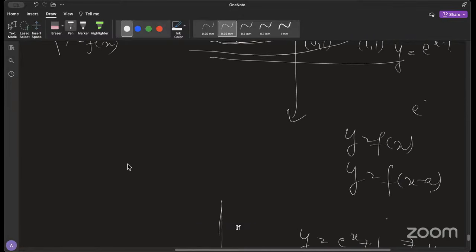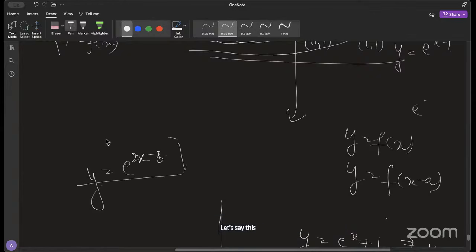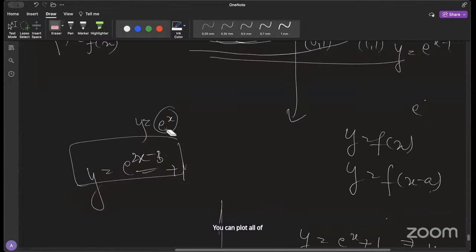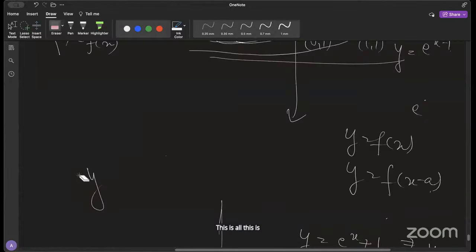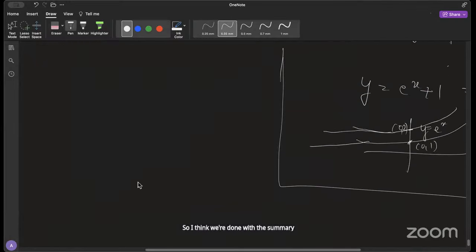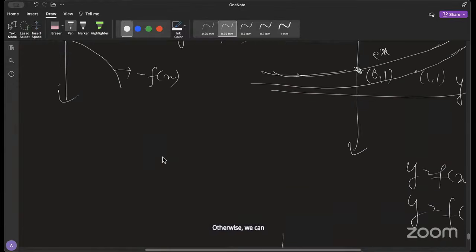If you have been given a particular graph, let's say e to the power 2x minus 1, then you should know how to plot such graphs, right? So if you know how to plot e to the power x, you can also plot this one. Or if you have plus 1 here, you can plot all of these graphs. This is all this is about. That's it. So I think we're done with the summary for this week. If anyone has any doubt in any particular topic, you can ask. Otherwise, we can end this session here.